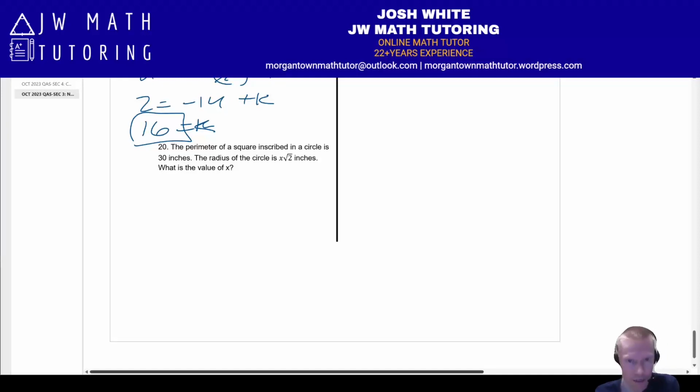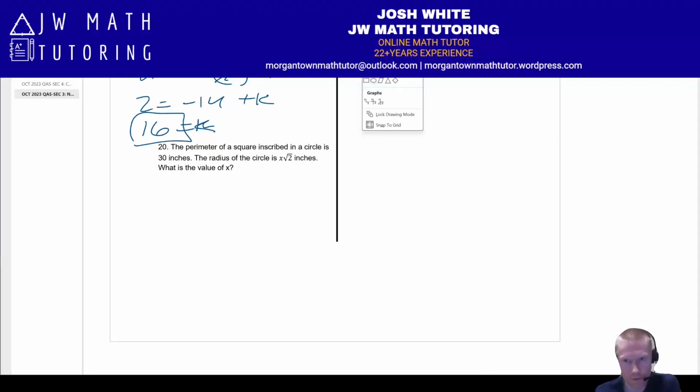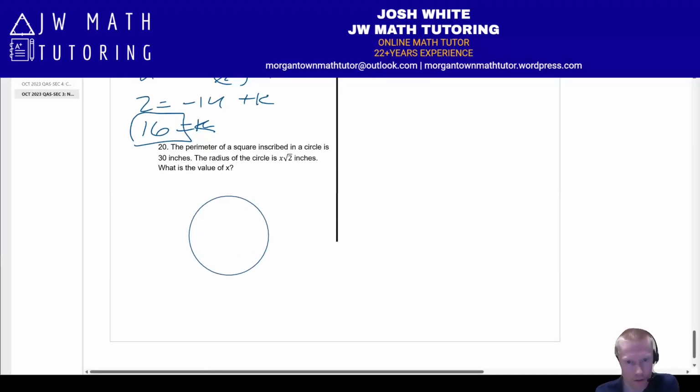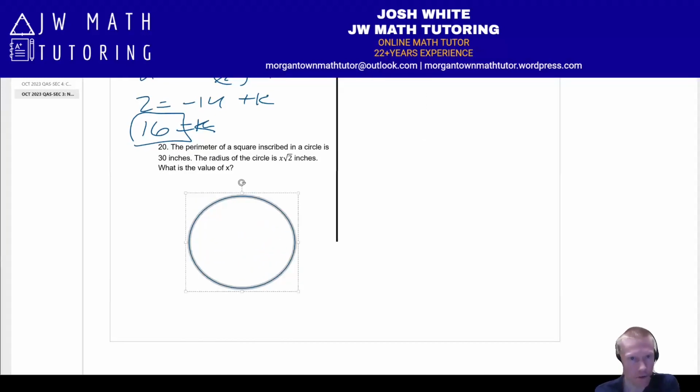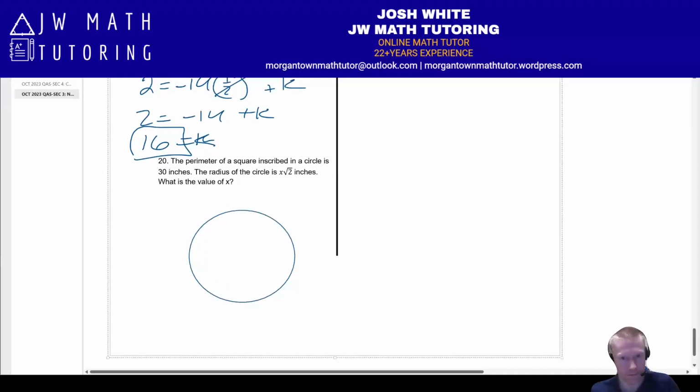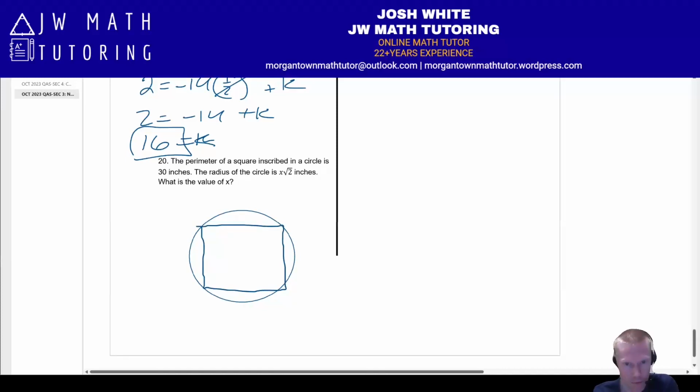All right, number 20. This is probably the most difficult question on the test. We have a square inscribed in a circle. So first, okay, we draw a circle. Now, we've got a square inside here. So ignore the poor drawing, but assume it's inscribed properly. Here's our center, and it tells us the radius of the circle is x root 2 inches. What's the value of x?